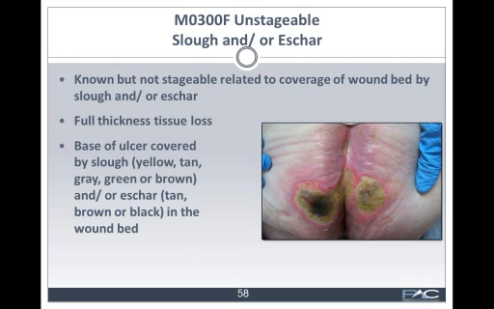And then the other unstageable area would be related to slough or eschar. And this would be, we were unable to stage it because the entire wound bed is covered in slough or eschar. There's a full thickness tissue loss. The base of the ulcer covered with slough, it could be yellow, tan, gray, green, or brown. Eschar is generally tan, brown, or black in the wound bed.